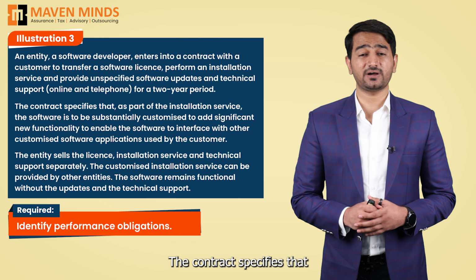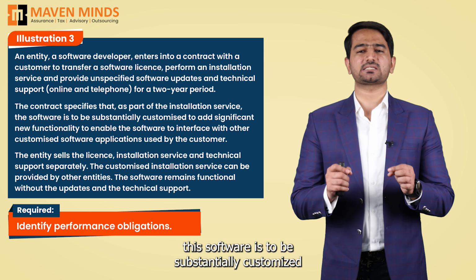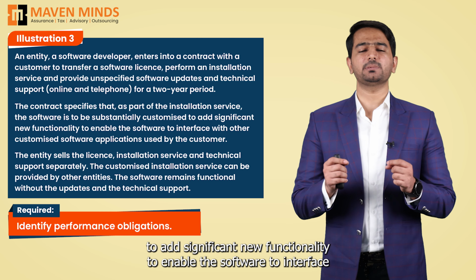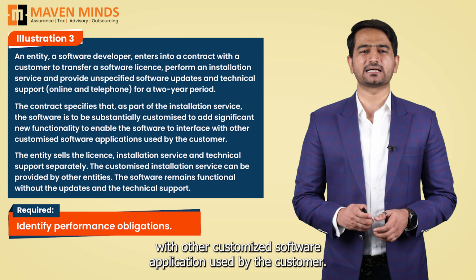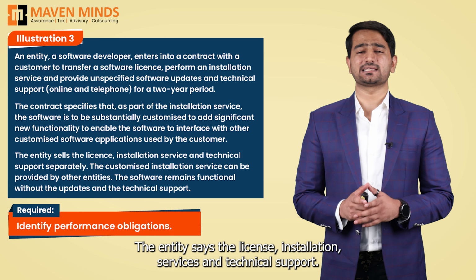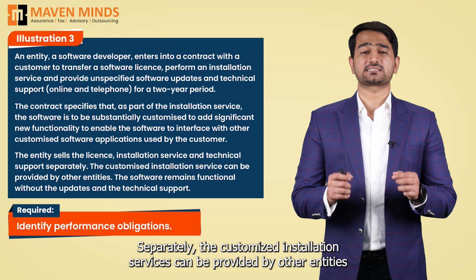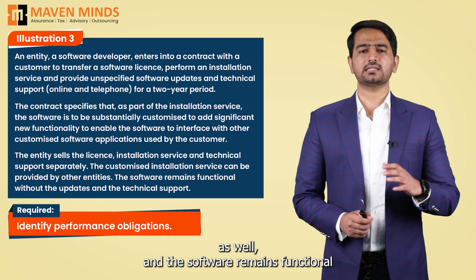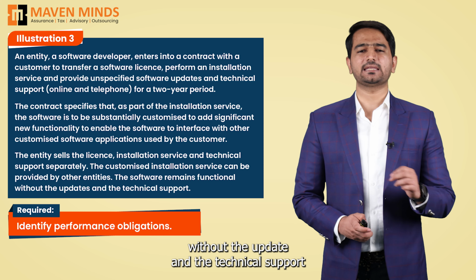The contract specifies that as a part of the installation services, the software is to be substantially customized to add significant new functionality to enable the software to interface with other customized software applications used by the customer. The entity sells the license, installation services and technical support separately. The customized installation services can be provided by other entities as well, and the software remains functional without the update and the technical support. We have to identify the performance obligations in the contract.